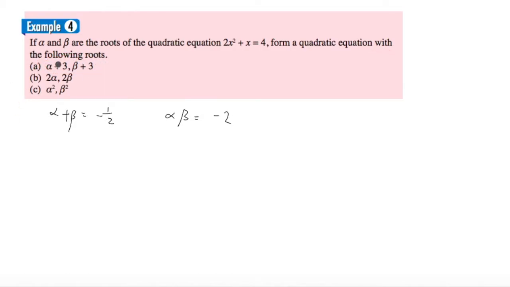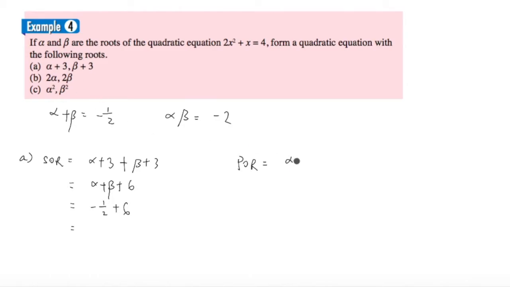The new roots are alpha plus 3 and beta plus 3. So for the sum of roots, I add up these two roots: alpha plus 3 plus beta plus 3, which is alpha plus beta plus 6. So negative 1 over 2 plus 6. Then the product of roots.